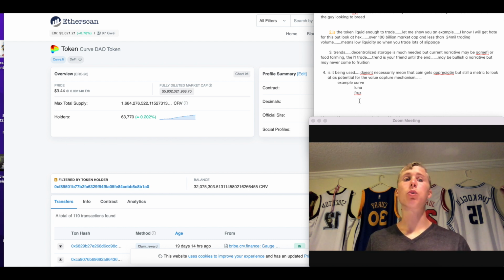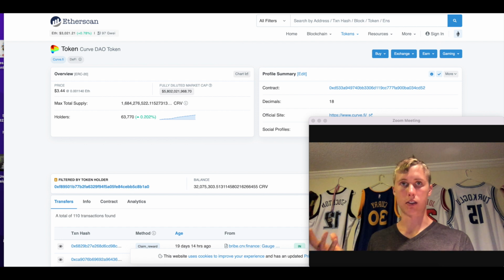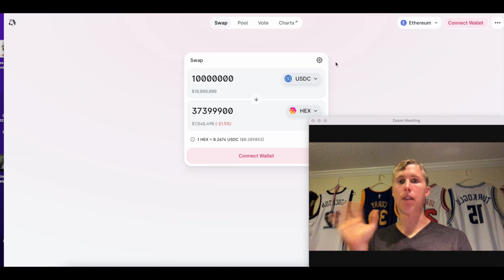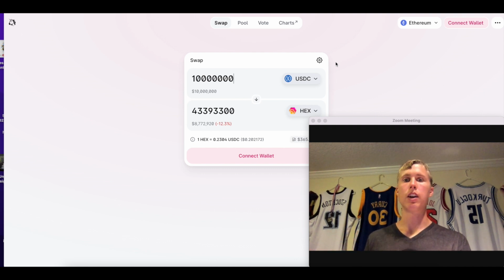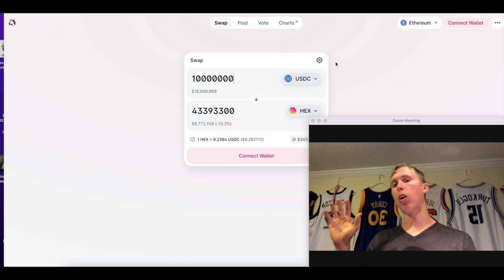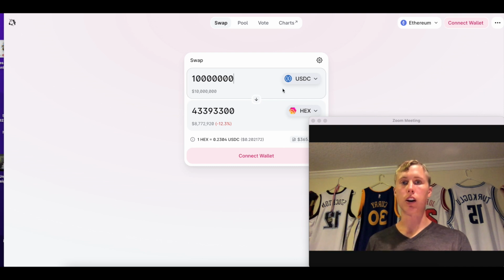Second, is the token liquid enough to trade? Now, I know I'm going to get hated on for this. There's a couple of Hexicans that watch this channel. I'm not making any comment about Hex. I just want to show you guys this one metric. Everyone's always like, oh, there's no slippage. It's amazing. I got like $10 million with a Hex. Well, that's great, Johnny. Go try to trade it. See what happens. You're going to lose 12.3%. So you swap that 10 million into 8.7 million.